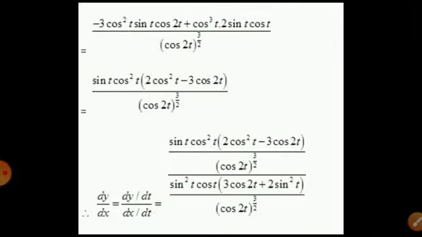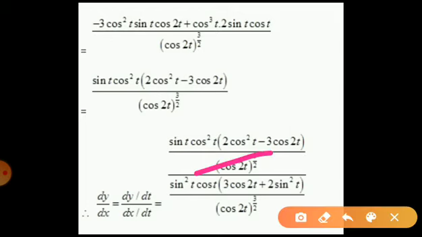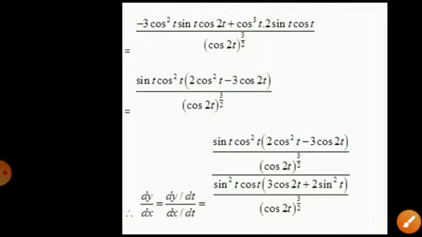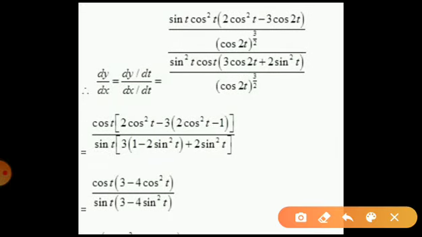So dy by dx is nothing but dy by dt by dx by dt. Substitute it. One sin t will get cancelled, one cos t will get cancelled, and then you'll have this simplified form. Now, after simplifying it inside, I'll be getting cos t into 3 minus 4 cos square t divided by sin t into 3 minus 4 sin square t.